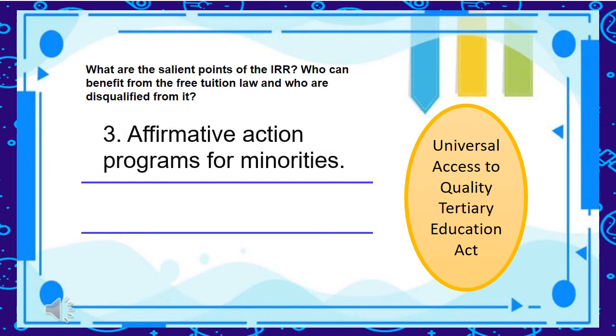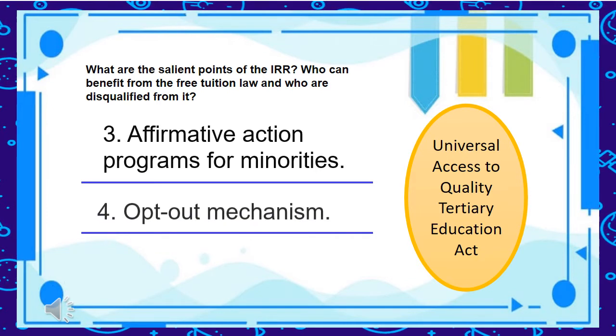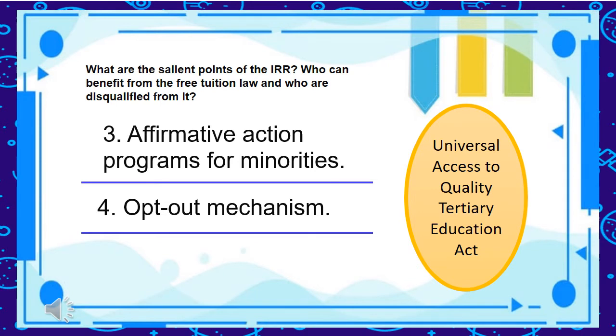Next one is the affirmative action programs for minorities. The law requires SUCs, LUCs, and TVET program providers to craft programs to make it easier for disadvantaged students to avail of the free tuition law. They may include students who are Lumad, Muslims, indigenous peoples, persons with disabilities, and students from public high school and depressed areas. Number 4 is opt-out mechanism.